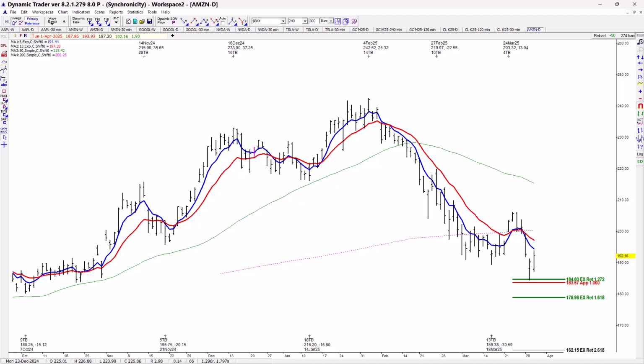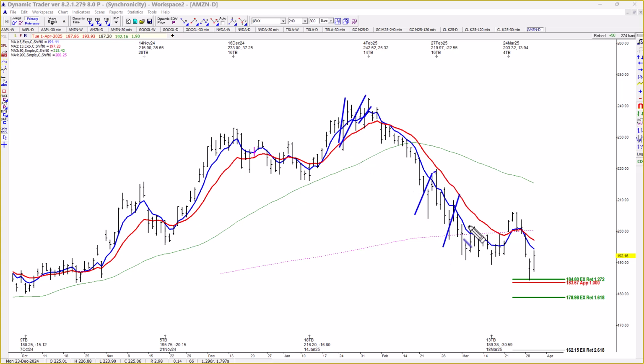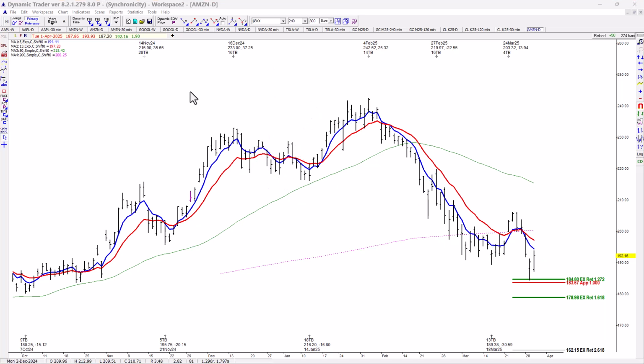So basically what I want to do is take these prior rally swings and then project them from the new low to look for possible resistance. There are also some swings over here that I may use, that we definitely want to watch, because many swings tend to be similar to other swings on the same chart. So let's start this process by using the three-pointed tool.